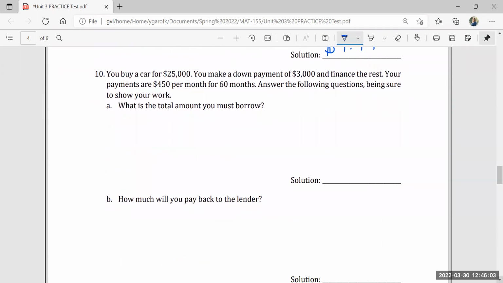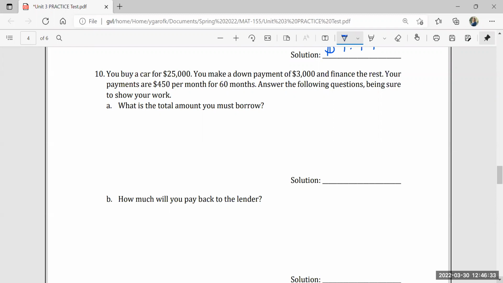Okay, moving right along. This one's the long one for us, right? We buy a car for $25,000 and we make a down payment of $3,000 and we have to finance the rest. Your payments are $450 per month for 60 months, which is 5 years, remember? And we want to answer the following questions. The first one is the easy give me, right? Don't overthink the first one. How much money do you have to borrow?